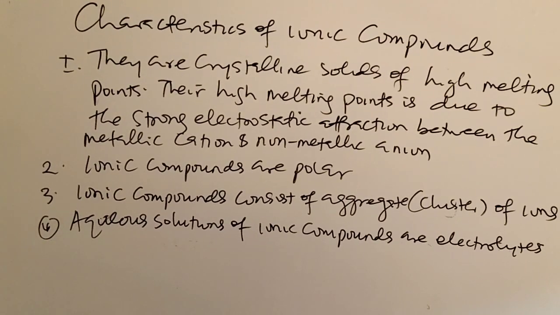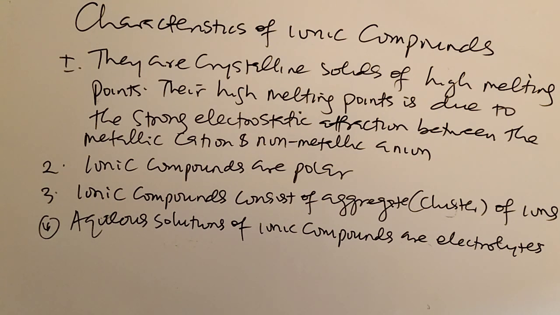So we'll look at the characteristics or general properties of ionic compounds. The first characteristic says they are crystalline solids of high melting points. Their high melting points are due to the strong electrostatic attraction between the metallic cation and non-metallic anion. So ionic compounds have high melting points.